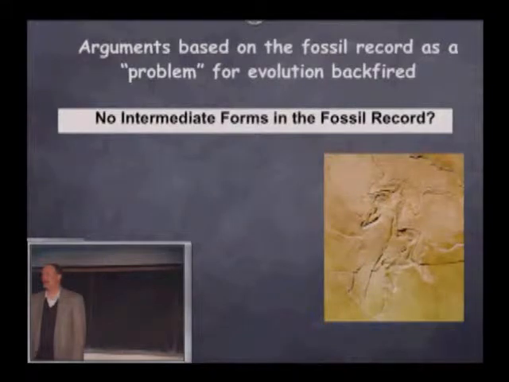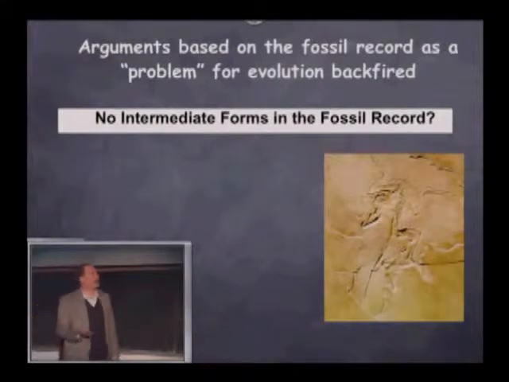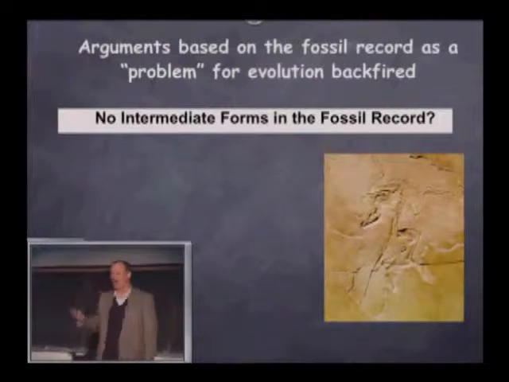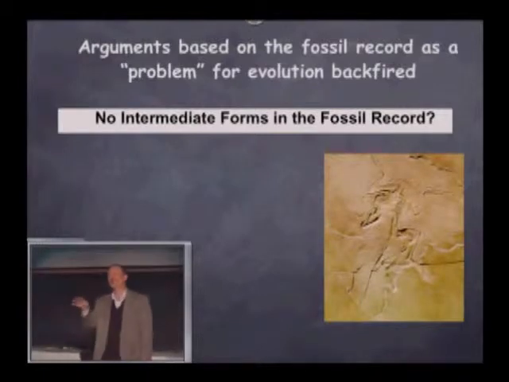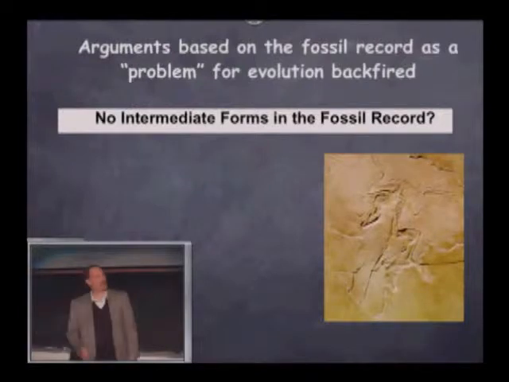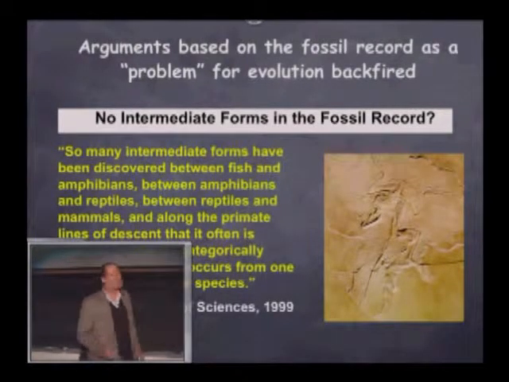Now, the Dover trial, like a lot of arguments about evolution, also involved fossils. And one of the things that you will hear from critics of evolution is that there are no intermediate forms, no transitional forms in the fossil record. A couple of years ago, the National Academy of Sciences tried to put that argument to rest.